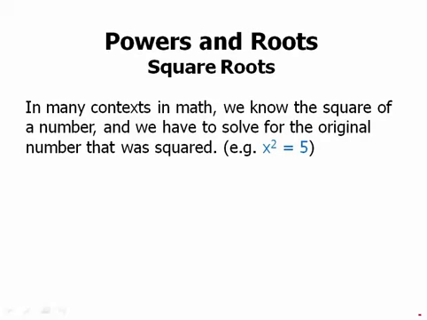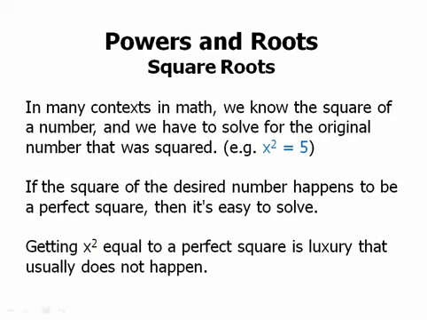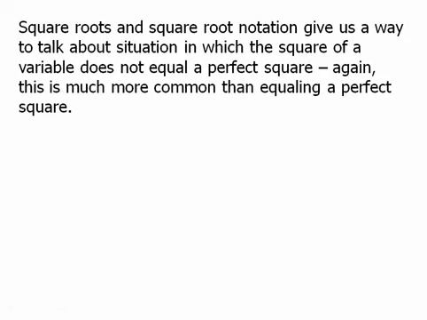Now we can talk about square roots. In many contexts in math, we know the square of a number and we have to solve for the original number that was squared. For example, we have something like x squared equals 5 and we need to find the x. If the square of the desired number happens to be a perfect square, then it's easy to solve. Getting x squared equal to a perfect square is a luxury that usually does not happen.